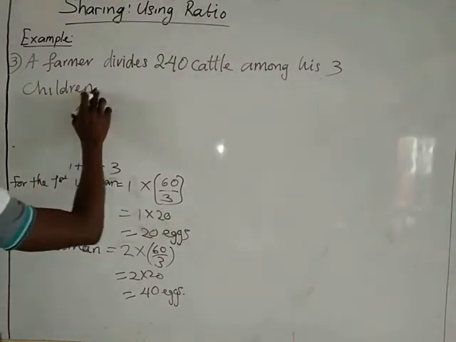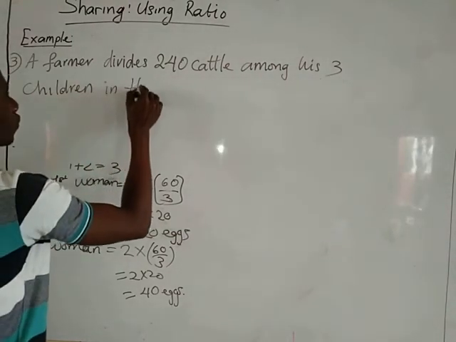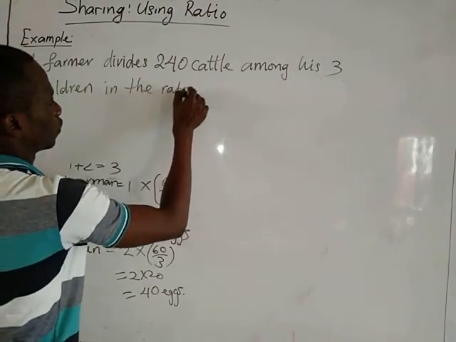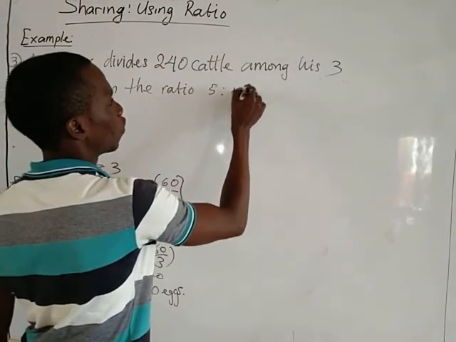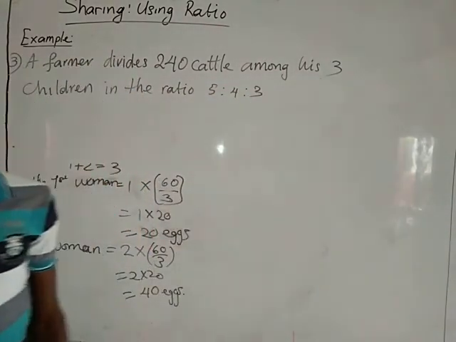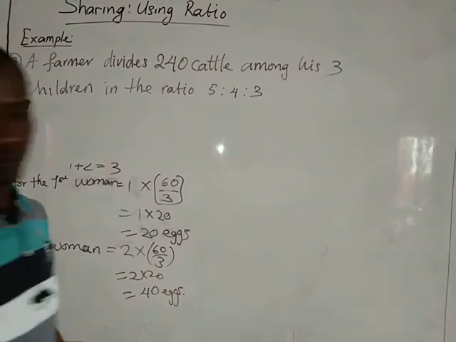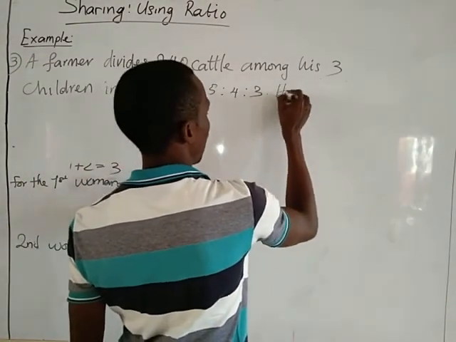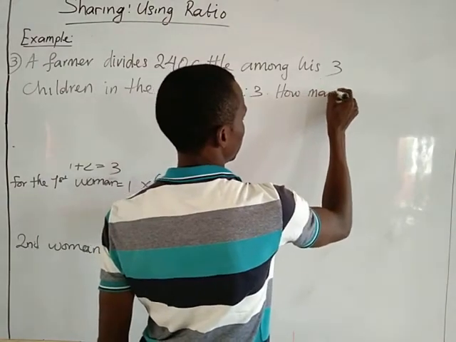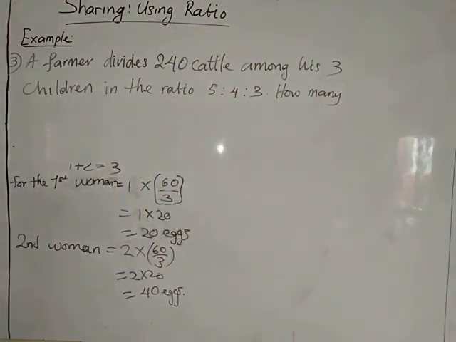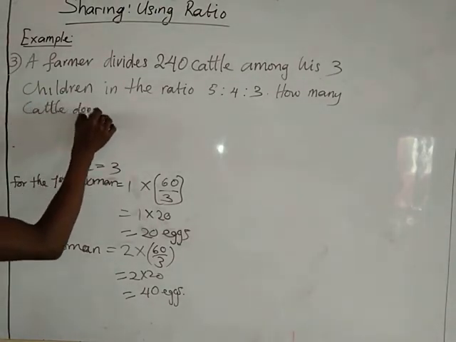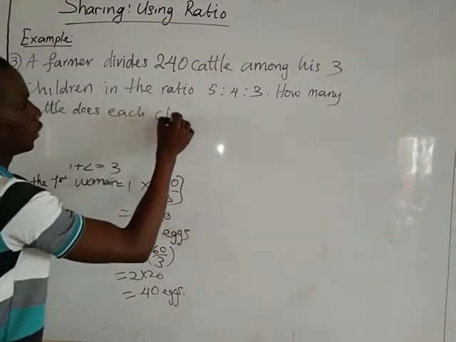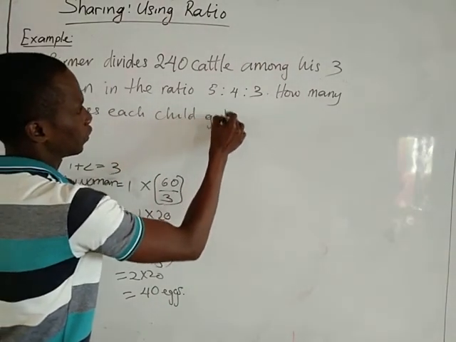In the ratio 5:4:3. Now, how many cattle does each child get?